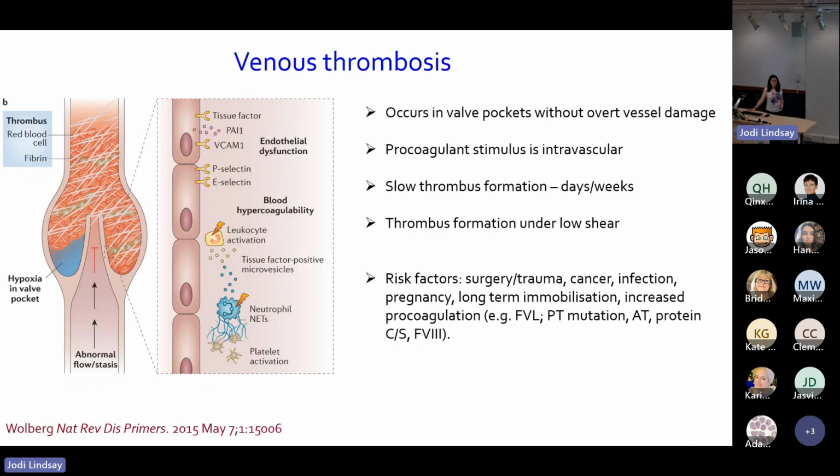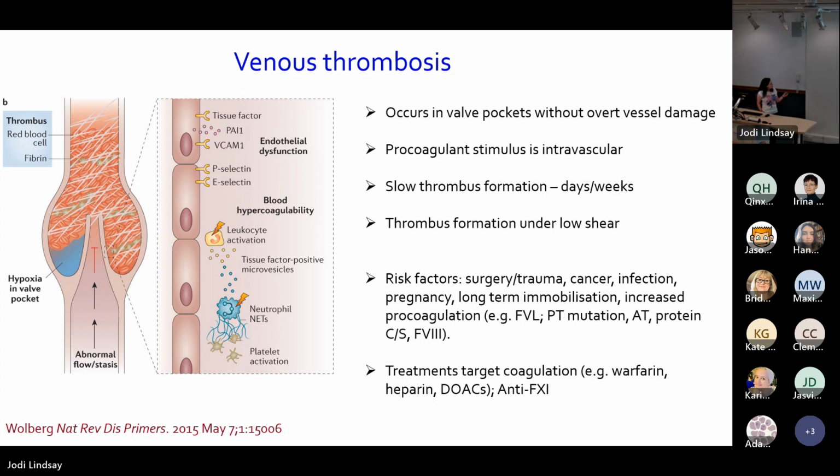So what is venous thromboembolism? It encompasses two different diseases. Deep vein thrombosis, which is the formation of a thrombus in the valve pocket of deep veins, usually in the leg. And sometimes this clot can break off and travel to the lung, which causes pulmonary embolism. If untreated, this has a fairly high mortality, so 30% of people can die from pulmonary embolism.